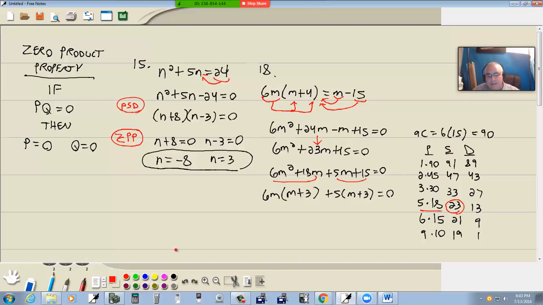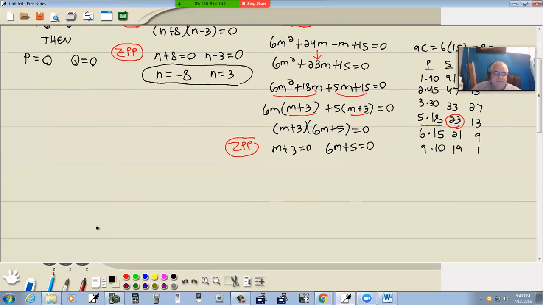Now our goal was to get these parentheses the same, which they are. So I'll factor out an m plus 3, and that leaves us 6m plus 5. And now we have 0 on one side, and we factored the other side. So our zero product property says we're going to set each factor equal to 0. So m plus 3 equal to 0 and 6m plus 5 equal to 0.